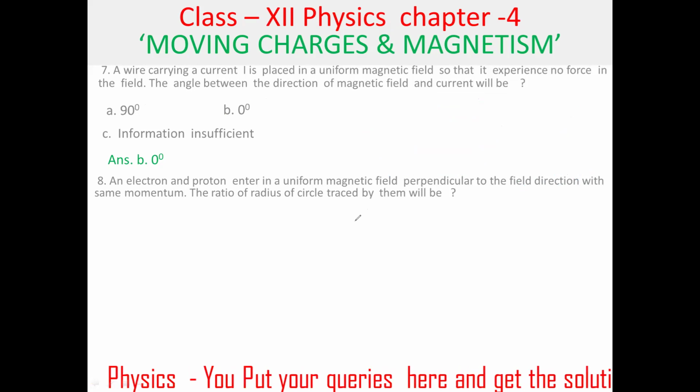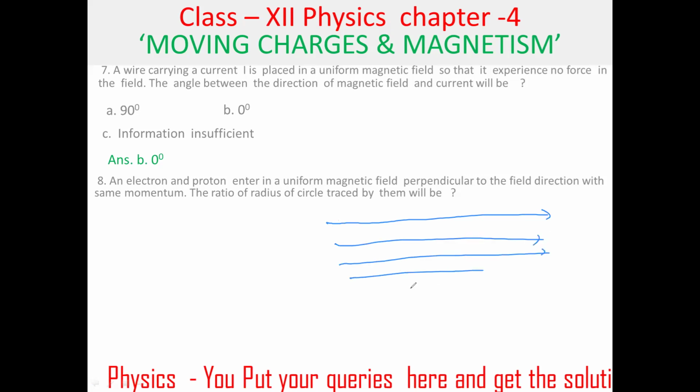An electron and a proton in a uniform magnetic field perpendicular to the field direction. Suppose this is the direction of the uniform magnetic field. So an electron enters perpendicular to this direction, and the proton also enters in the perpendicular direction. The momentum is the same, that is, P of electron and P of proton are equal. The ratio of the radius of the circle traced by them will be... when it enters in a perpendicular direction, after entering the field it will move in a circular way. So this will be the radius. So the question has been asked, which radius is r_e or r_p?